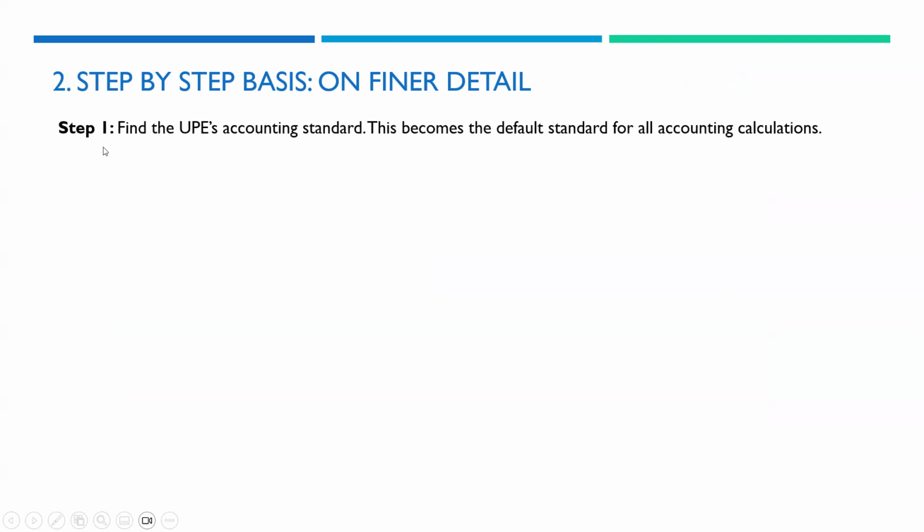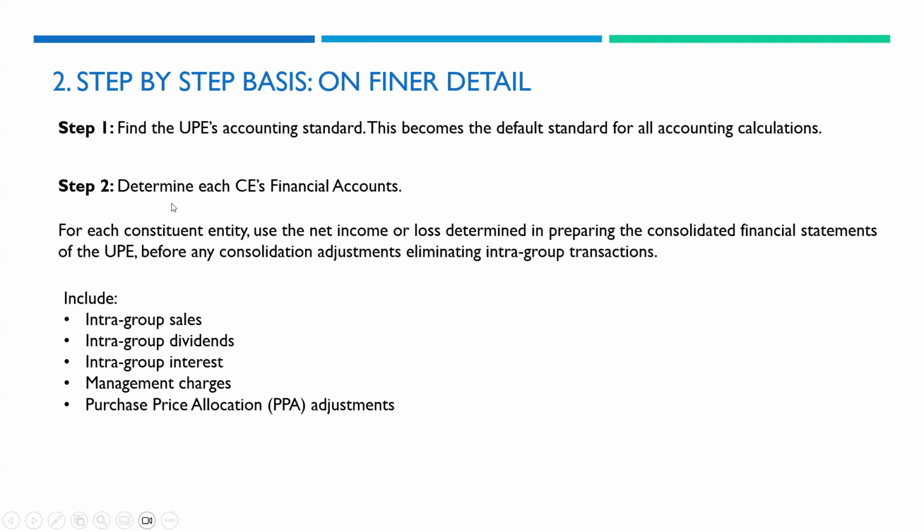Now let's understand the step by step basis of accounting consolidation on a final basis. Step one is you have to find the UPE's accounting standard. Let's say the UPE is in the UK, and if it uses UK GAAP or IFRS, then every constituent entity has to use this standard for GloBE calculations, for finding the net profit before taxes. Now, you have to determine the CE's financial accounts.